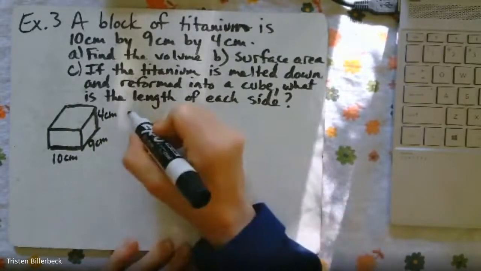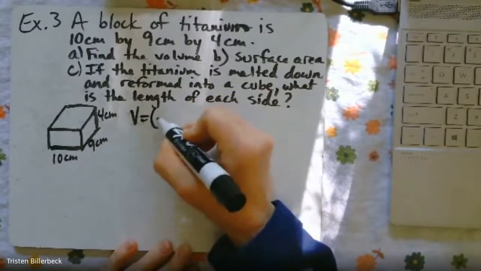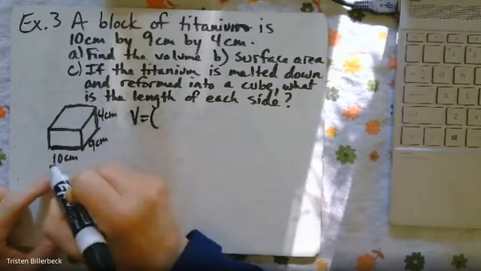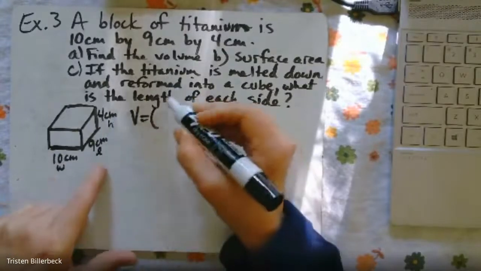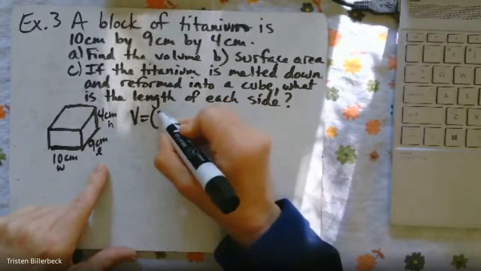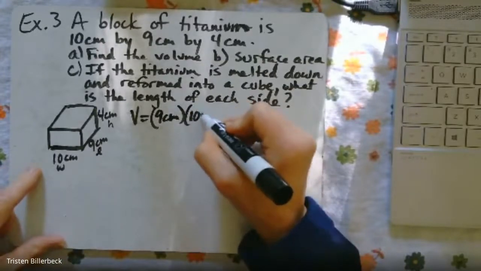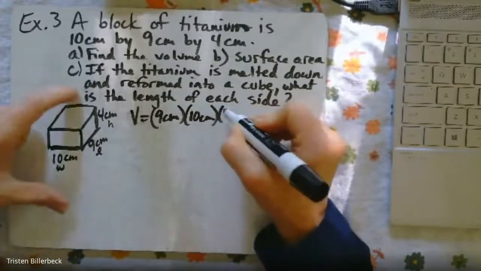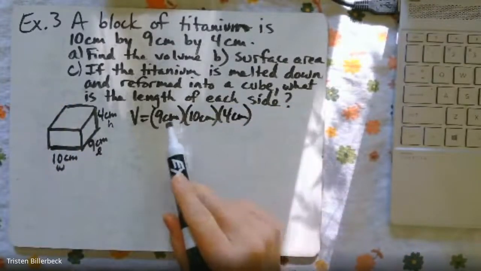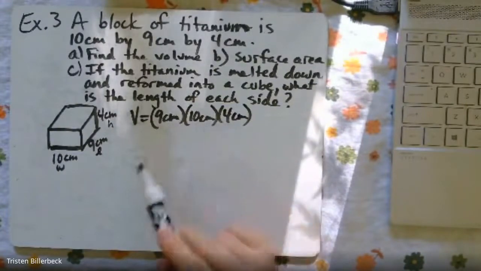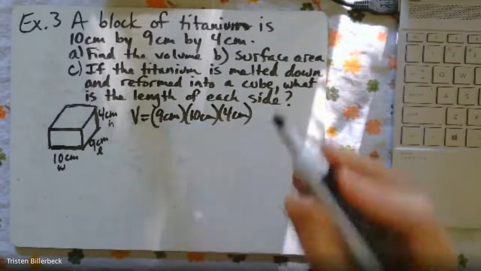So we want to find the volume. Well, volume is probably the easiest thing. So let's call this the width, the length, and the height. So we're doing length times width times height. So let's start with 9 centimeters, 10 centimeters, and 4 centimeters. And because of the commutative property of multiplication, it doesn't matter which order we put these in, as long as they're multiplying, and there's one of each.